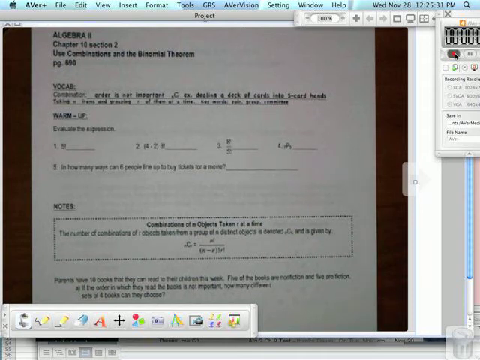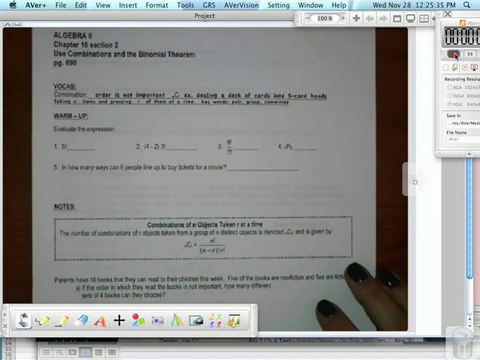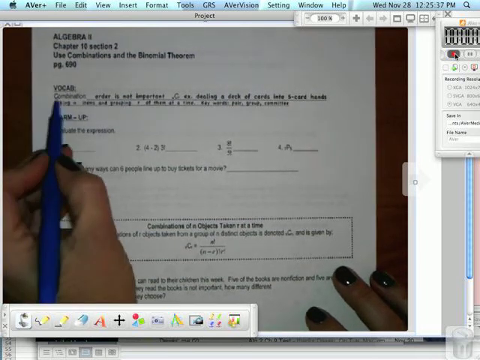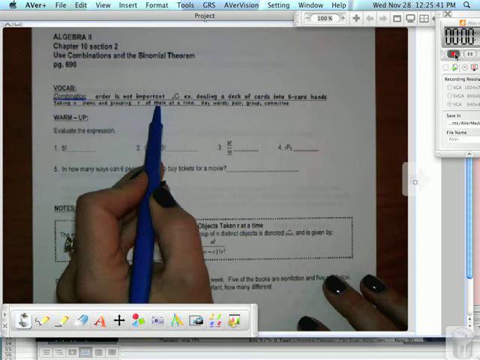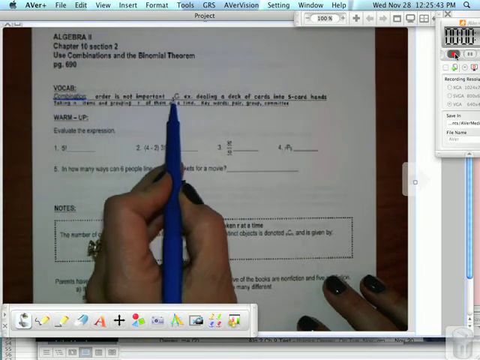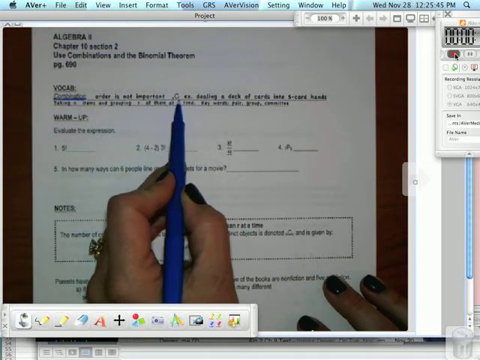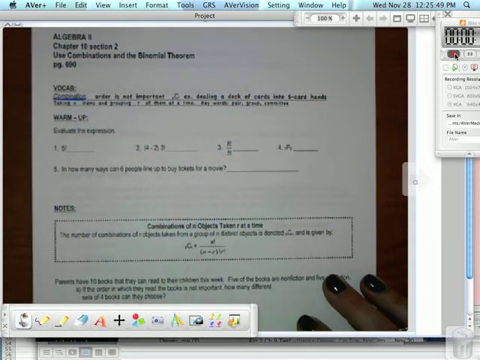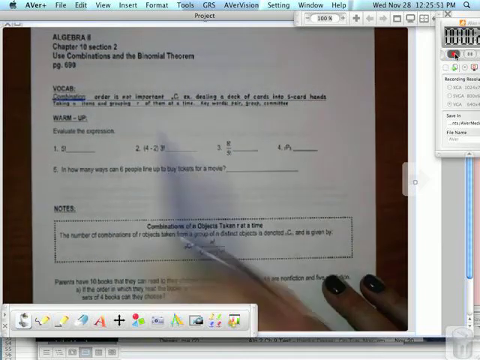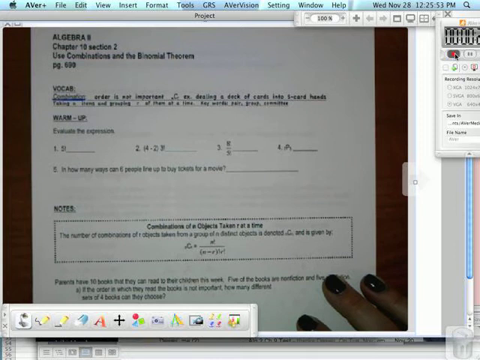We're in section 10.2, use combinations and the binomial theorem. Yesterday we looked at permutations. In a combination, order is not important, and you say it as n choose r. For example, when you're dealing a deck of cards into 5 card hands, it doesn't matter how they go out. That's a combination.